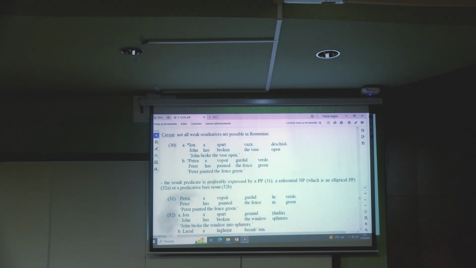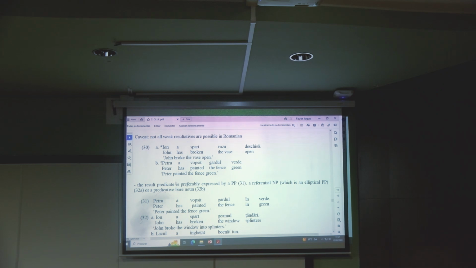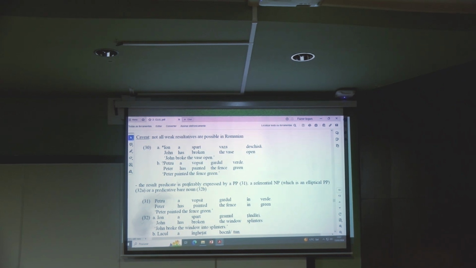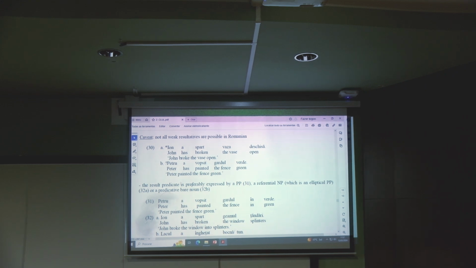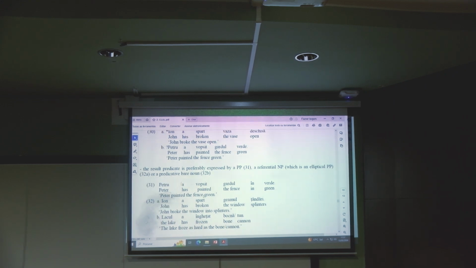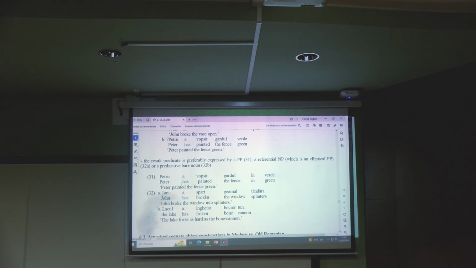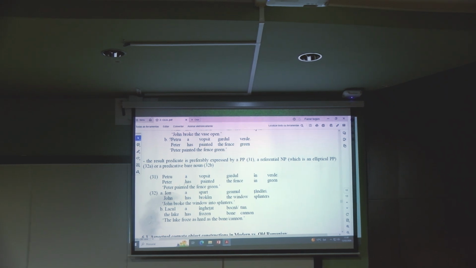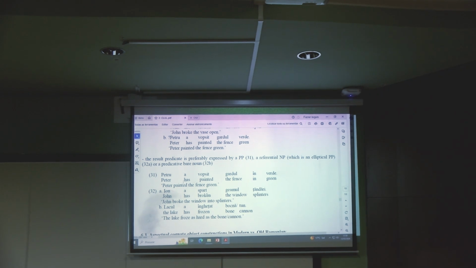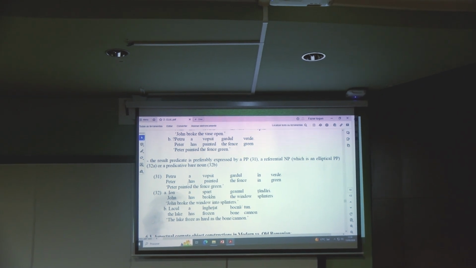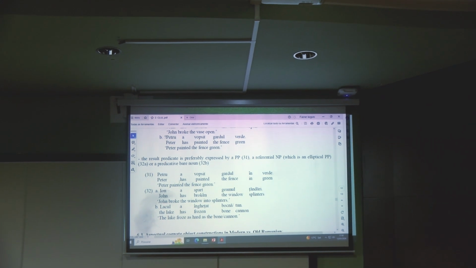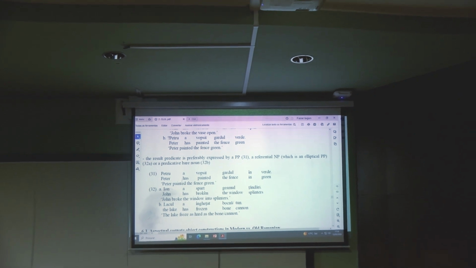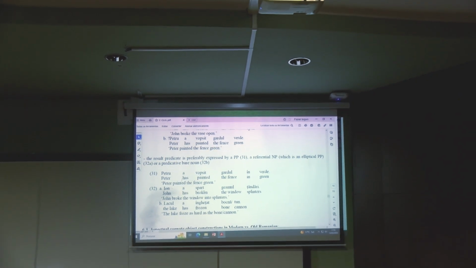If it stands on its own, it's an NP, but it's actually an elliptical prepositional phrase, which again is shown by the presence of a modifier. We can also have predicative bare nouns, such as 32B, and some other expressions. The lake froze solid, which again is impossible in Romance languages. Lacul a înghețat solid, doesn't work, with an adjective phrase, although we have a change of state verb.